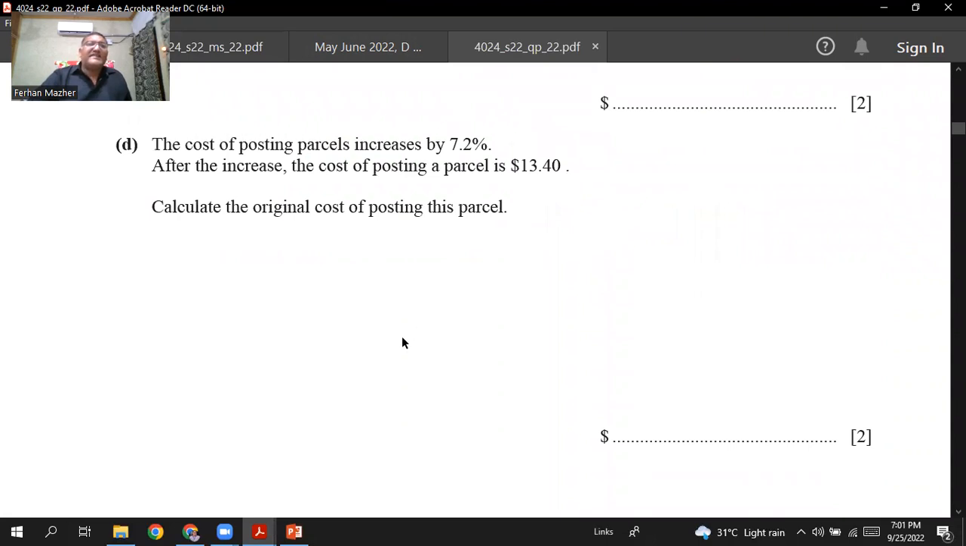Okay, next question. They say the cost of posting parcels increased by 7.2%. After the increase, the cost of posting a parcel is $13.40. Calculate the original cost of posting this parcel. This is the famous question in which you have to find out the original value, the old value. We will suppose that the old value is X, and X plus 7.2% of X equals the new value, that is 13.40.